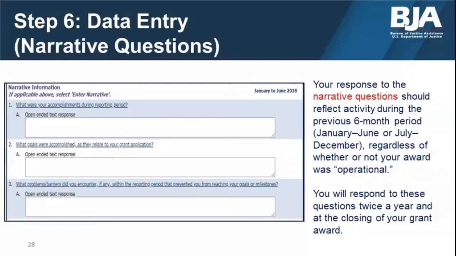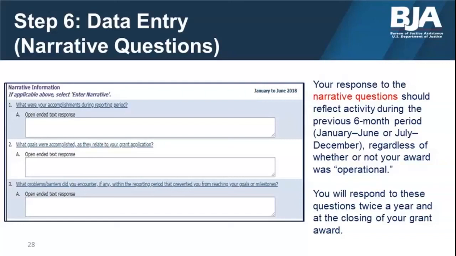Now we're going to talk briefly about the semi-annual narrative questions. The narrative section consists of several questions which you can elaborate on your program for the reporting period. When entering data for the April through June and October through December reporting periods, regardless of your grant activity, you're required to answer the narrative questions asked of all BJA grantees. The questions are based on the previous 6 months of activity for which you're providing performance data. You're required to answer the questions regardless of whether or not your award was considered operational.